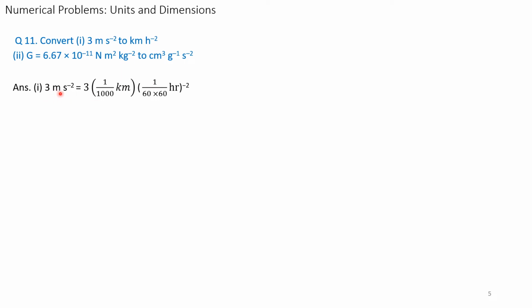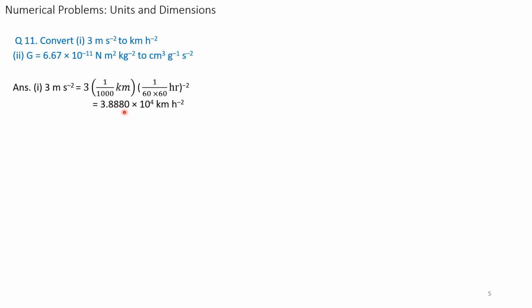Given 3 meters per second square can be written as 3 into, convert meter into kilometer by dividing it by 1000, so 3 into 1 over 1000 kilometer. Now convert seconds into hours. So that is equal to 1 over 60 into 60 hours. See, first 60 is for converting seconds into minutes and then minutes into hours. So that becomes hours to the power of minus 2.